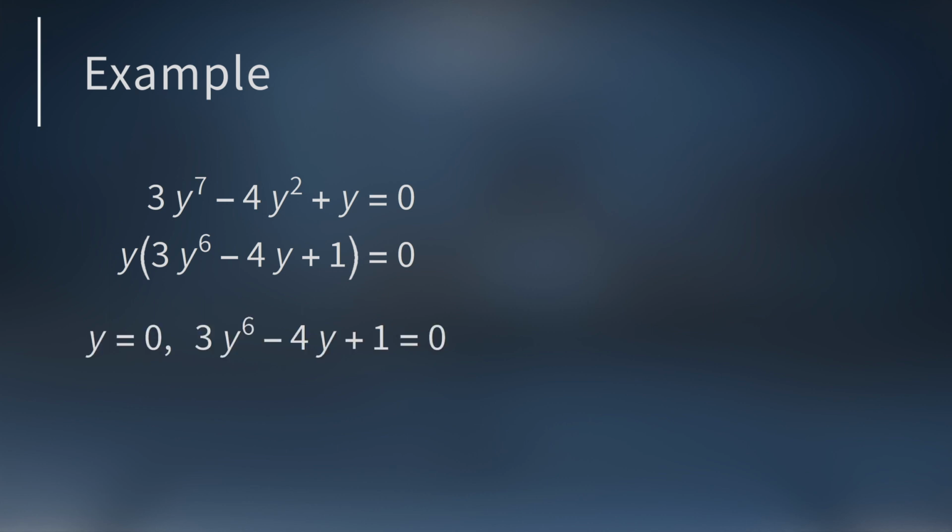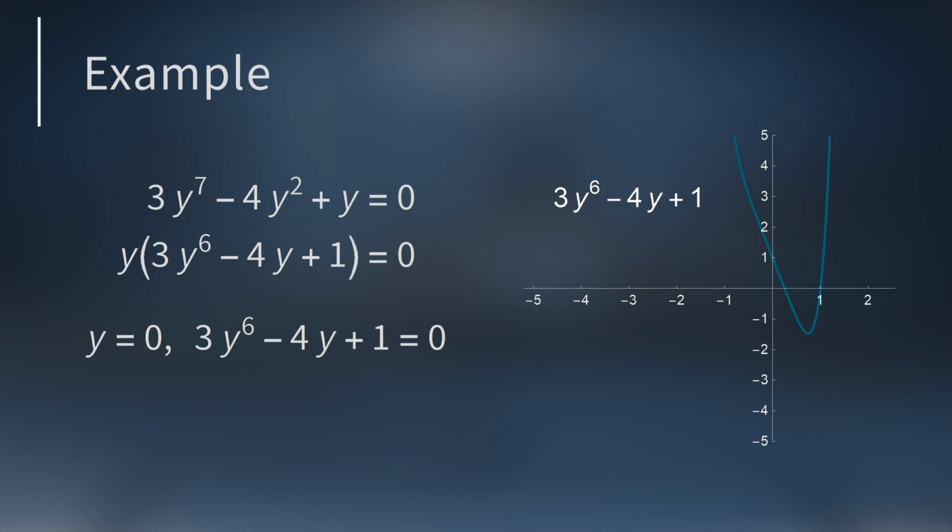Setting the first factor to 0 gives us one integer solution, y equals 0. But what about the second factor? Is there a straightforward way to tell if 3y to the 6th minus 4y plus 1 equals 0 has an integer solution? You could always graph it and see if it crosses the x-axis anywhere near an integer.